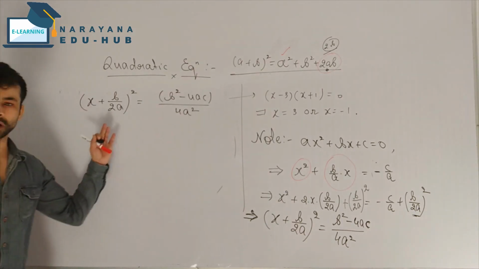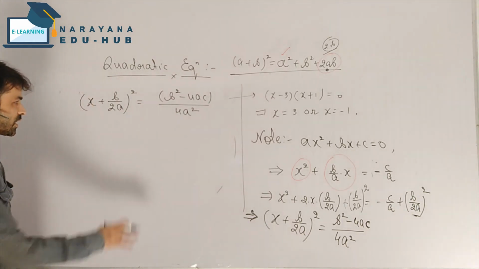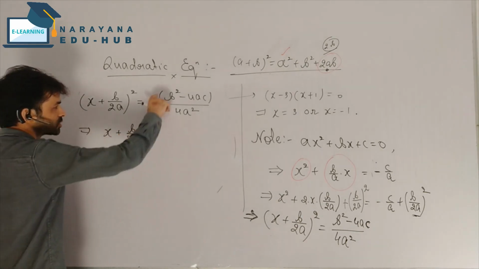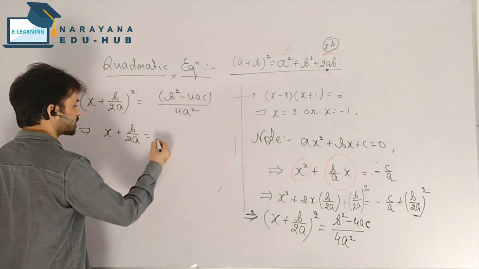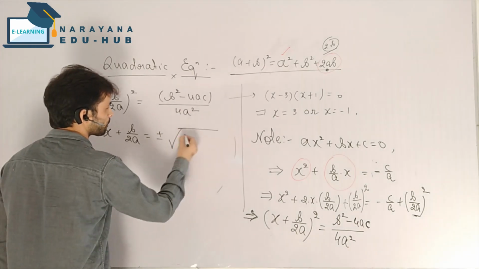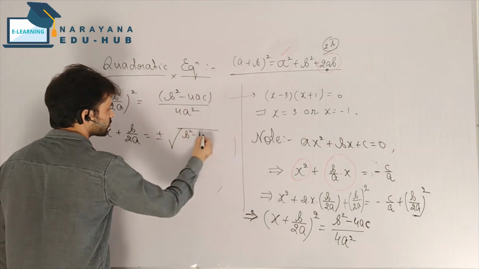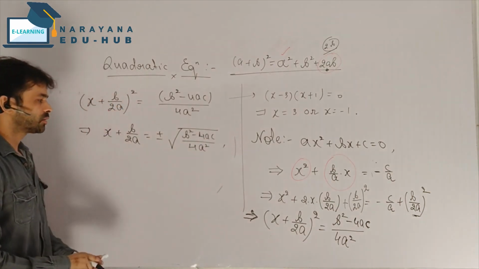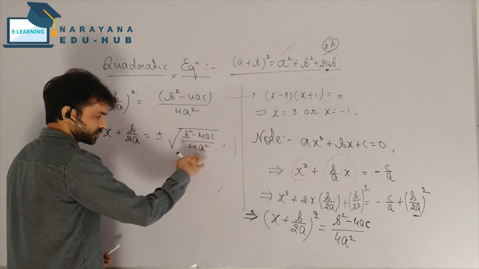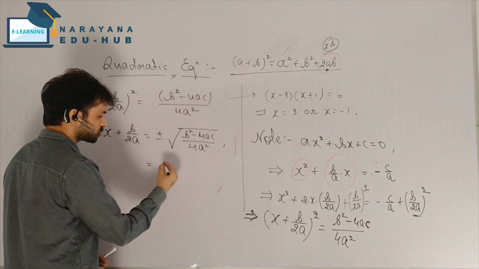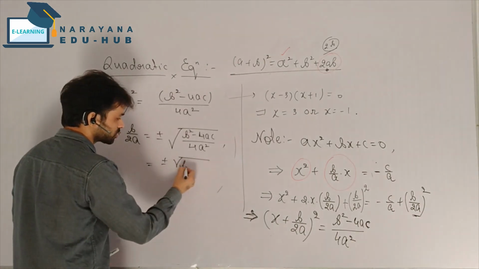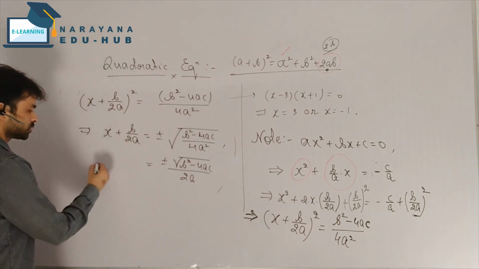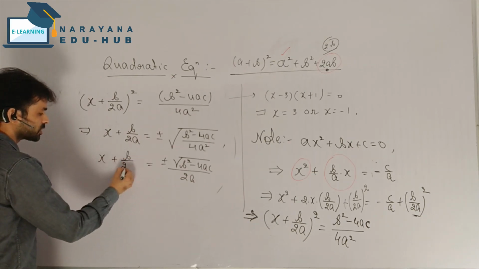Now we'll take what? Simply square root. Now simply we'll take the square root, we'll get the values of x. So x plus b by 2a is equal to how much? The square root of this with plus minus sign, b square minus 4ac by 4a square. Okay, and this 4a square is actually a complete square, so you can take it outside. So plus minus the square root of b square minus 4ac by 2a. Okay, this is the value of x plus b by 2a.